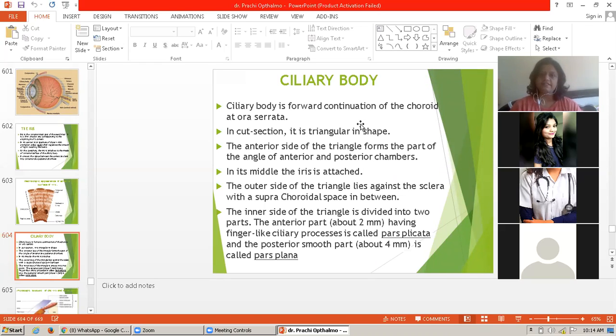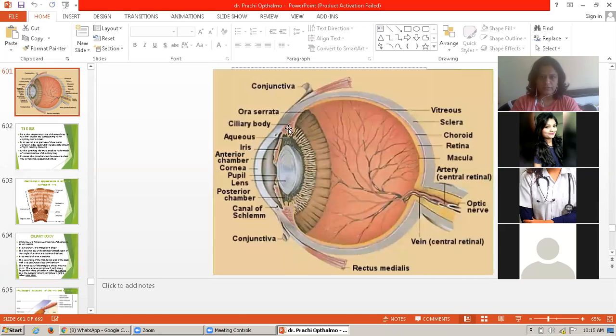Then second is the ciliary body. The ciliary body is the forward continuation of the choroid at the ora serrata. When we study this diagram, we can learn how the ciliary body, this is the ciliary body, continues as the iris, and this one is the ora serrata.